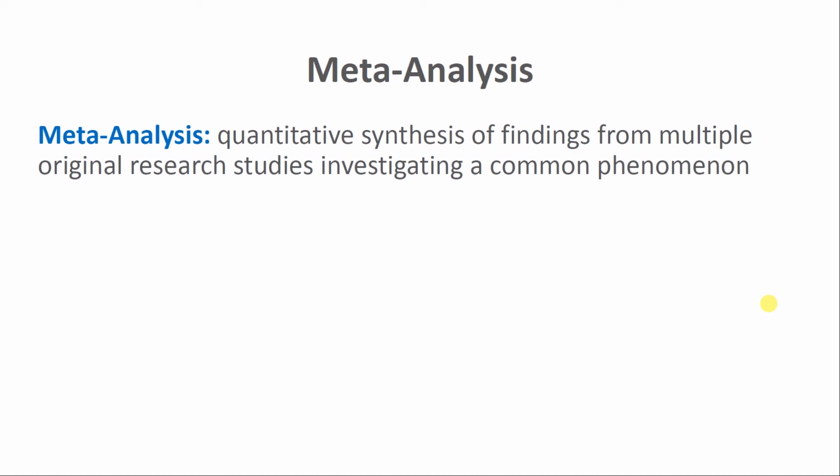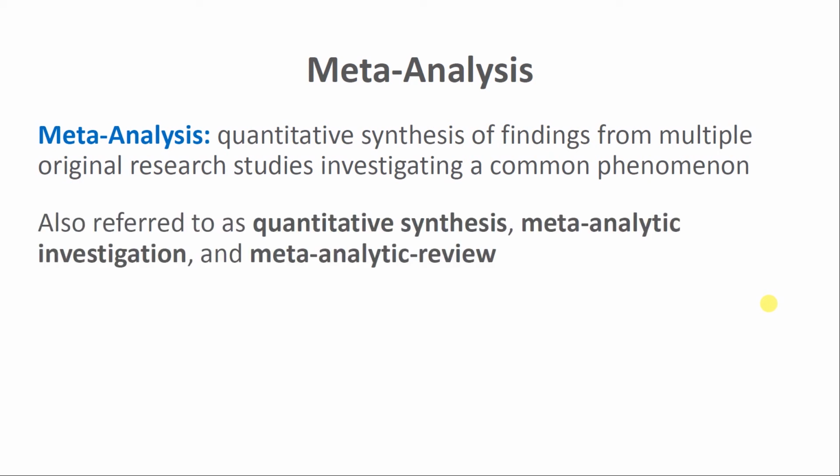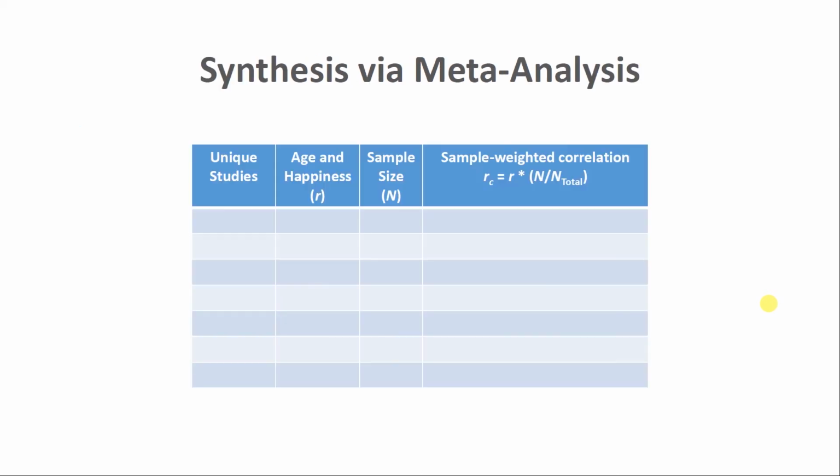So what is a meta-analysis? Well, it's a quantitative synthesis of findings from multiple original research studies investigating a common phenomenon or a type of association or difference, or whatever the case might be. So as I mentioned, it's often referred to as a meta-analysis, but sometimes you might see it referred to as quantitative synthesis, a meta-analytic investigation, or a meta-analytic review. So let me walk you through a toy example here of what could be considered a bare bones meta-analysis by Hunter and Schmidt.